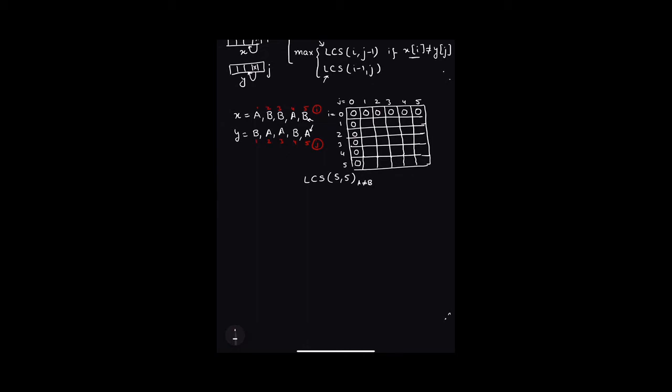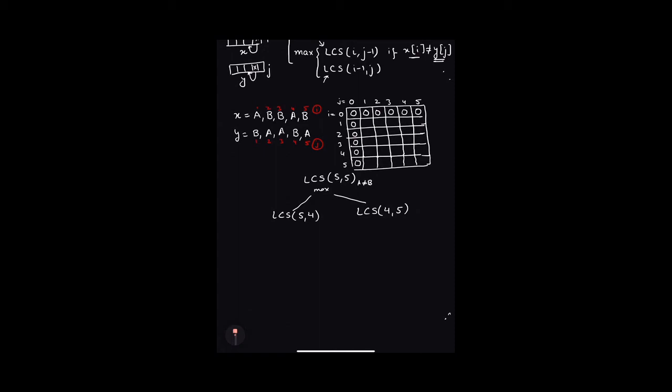So if my A is not matching with B, I have to find the maximum value of LCS i, j minus 1. So this becomes LCS i is 5 and j minus 1 is 4. And another is LCS of i minus 1, which is 4, 5. For i equals 5 and j equals 4.